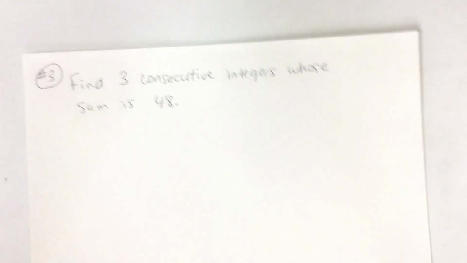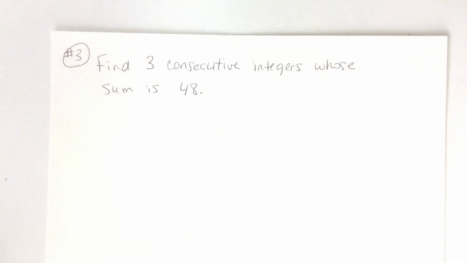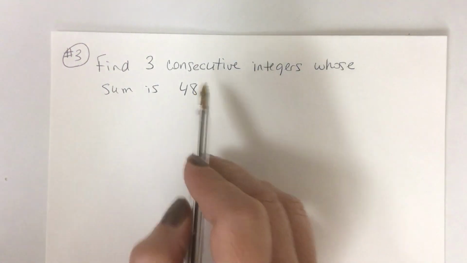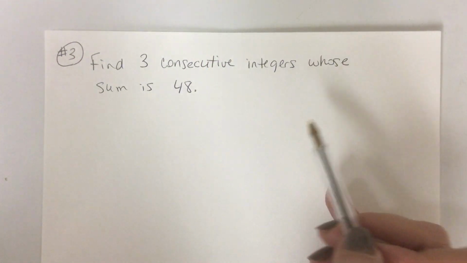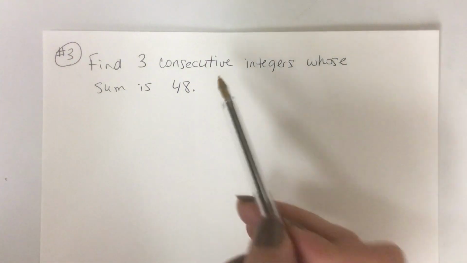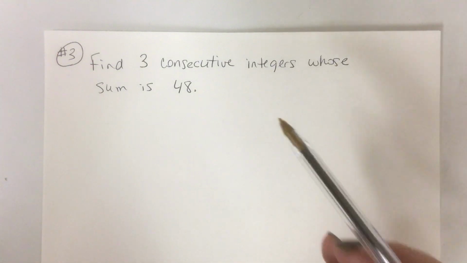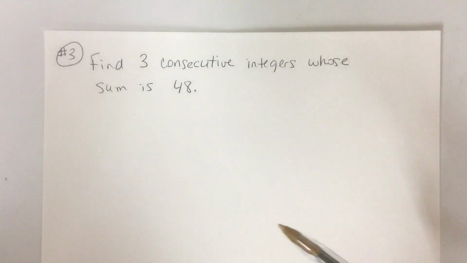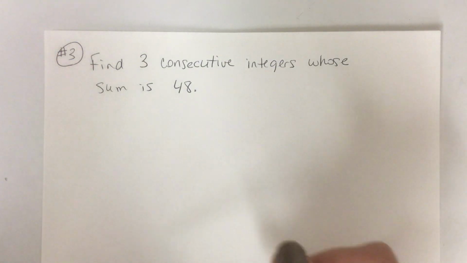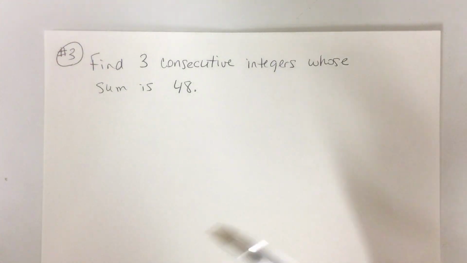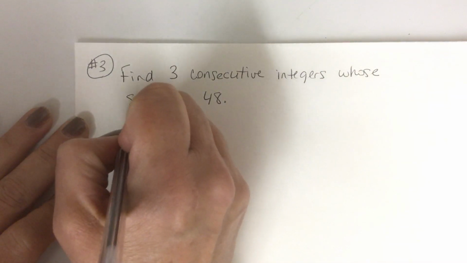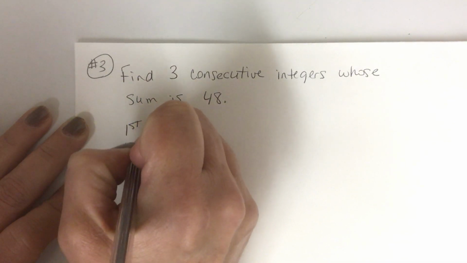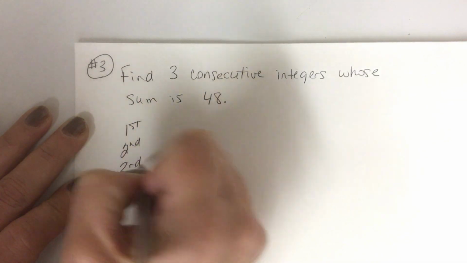Okay, number 3. Find 3 consecutive integers whose sum is 48. So consecutive means in a row. Consecutive days would be like Wednesday, Thursday, Friday. So consecutive integers would be like 7, 8, 9, or 12, 13, 14, or 120, 121, and 122. So we've got 3 numbers. We've got the first one, the second one, and the third one.